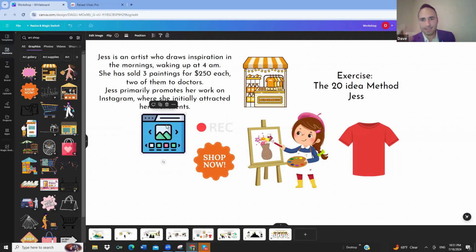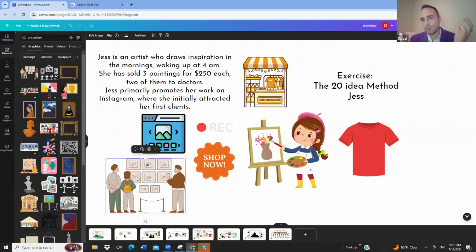That's good. And as we're thinking about this, you can also apply this in your business and in your entrepreneurial journey. So this is just to generate ideas. So what else? She could do an art gallery, something like this, where she would have her paintings and sell them.